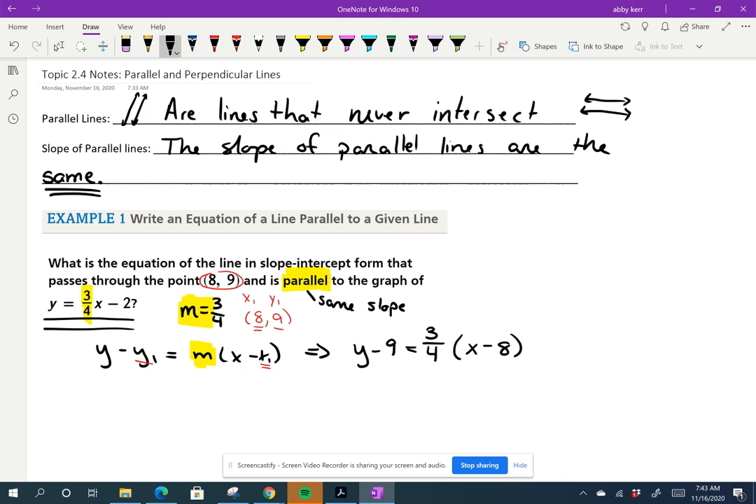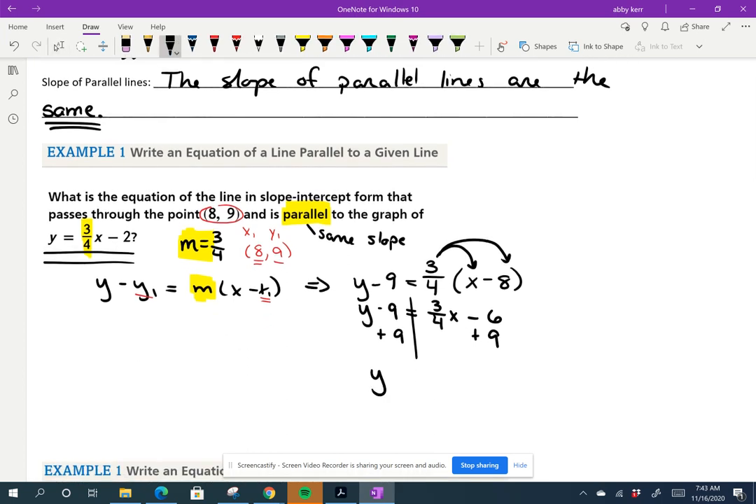Now you want to distribute. y minus 9 stays the same. 3 times 4, x is 3/4 x. Now 3 times negative 8 is negative 24. Divide by 4 is minus 6. Now we have one more step to do. We're going to add 9 on both sides to get it in slope-intercept form. So then we have y equals 3/4 x plus 3.